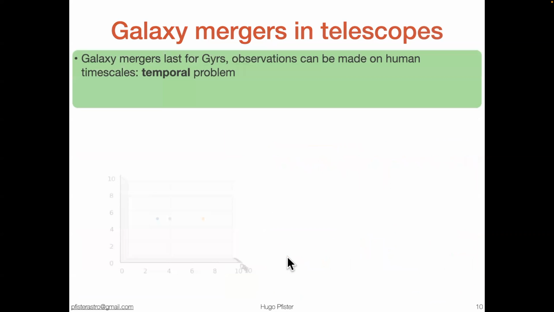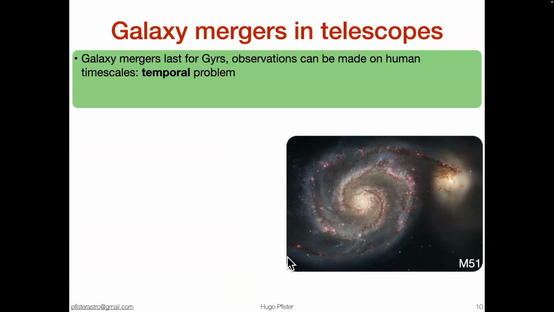And this is a problem because if you make an observation, so here you're looking at M51, you take a picture and you come back in 50 years, which is longer than your career, you look at the same galaxy and it's going to be the same picture, because the time scales are much longer than human time scales. So when you are doing observations, if you want to understand galaxy mergers, you have a temporal problem because you cannot wait long enough and measure the quantities as a function of time.